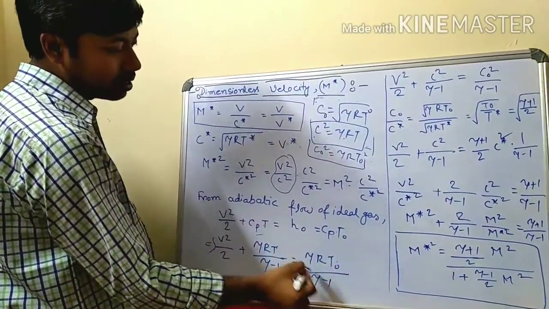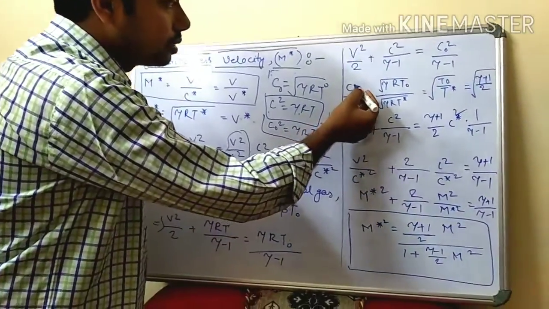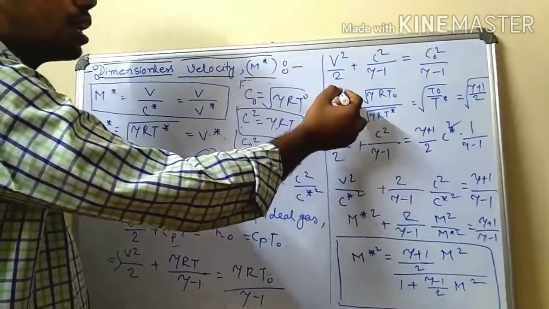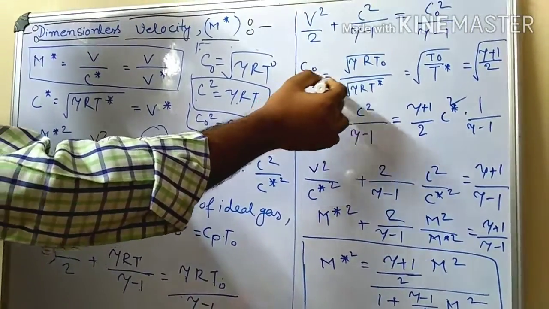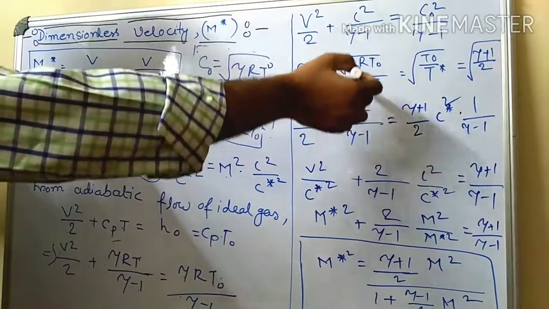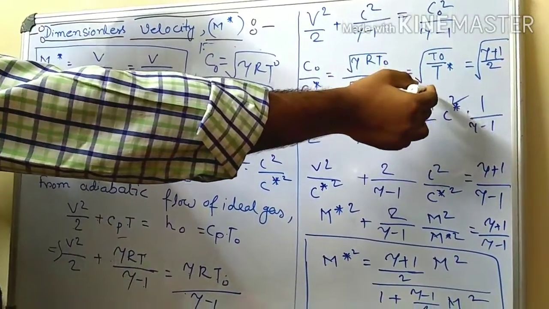So in terms of gamma T0, it can be written as C0 square. Now, you know that C0 is equal to the square root of gamma T0, divided by C star, which is equal to gamma T star. Now, gamma will be cancelled. So that will be T0 divided by T star, right?